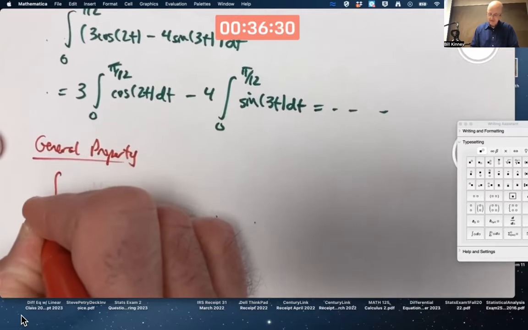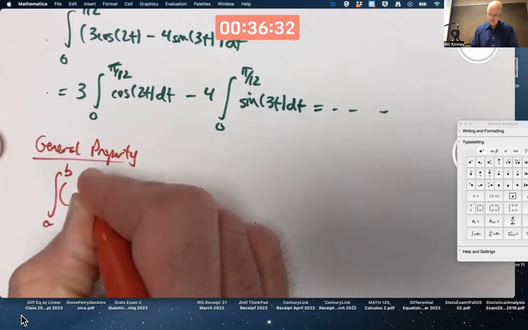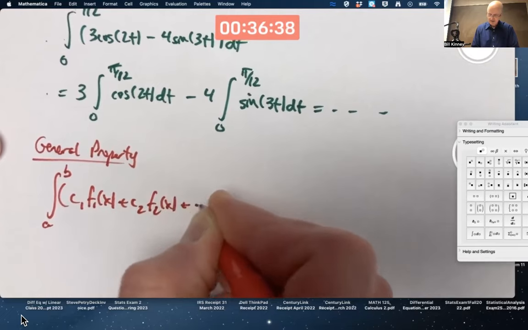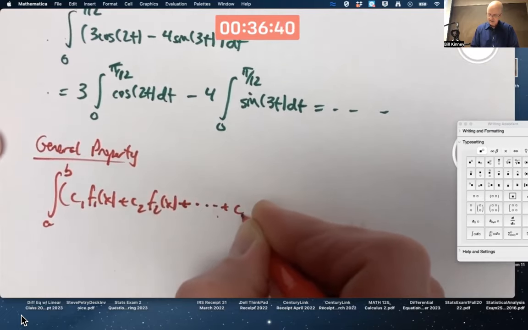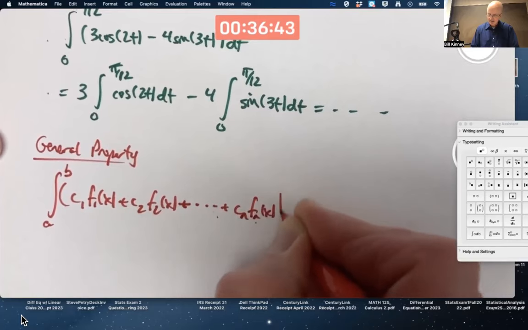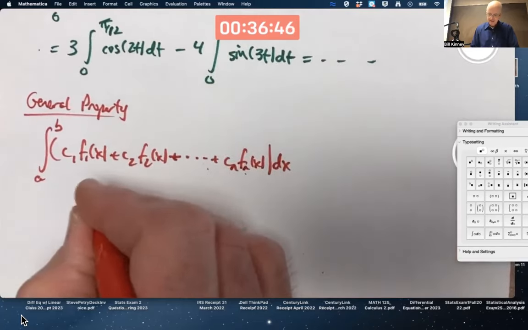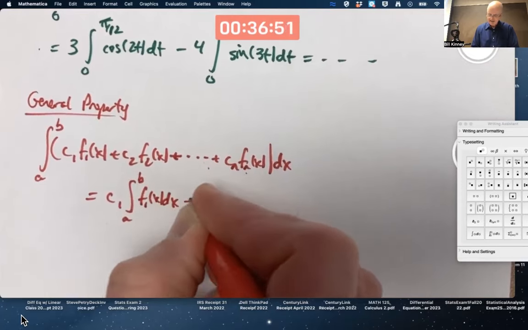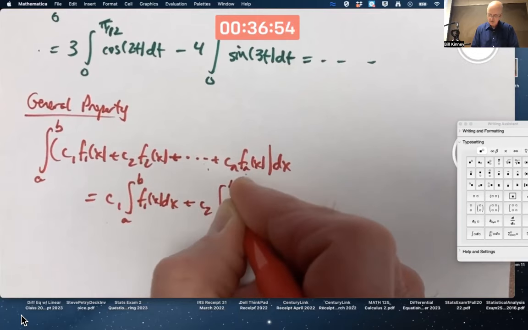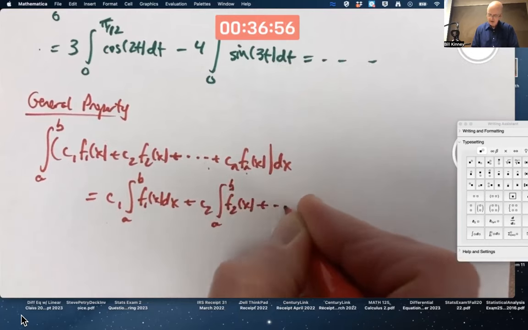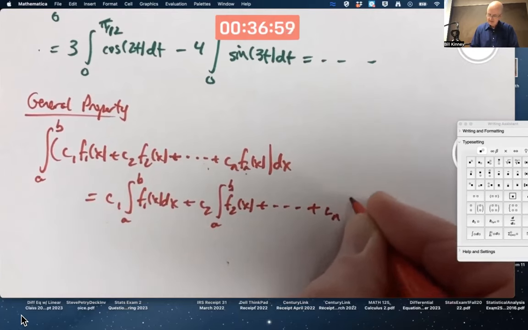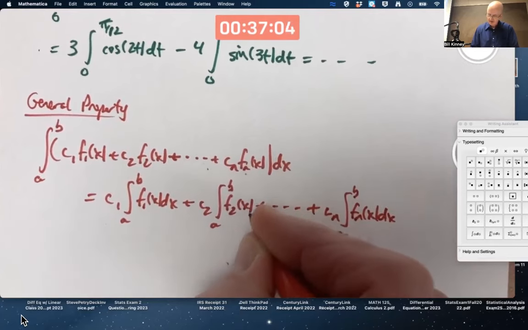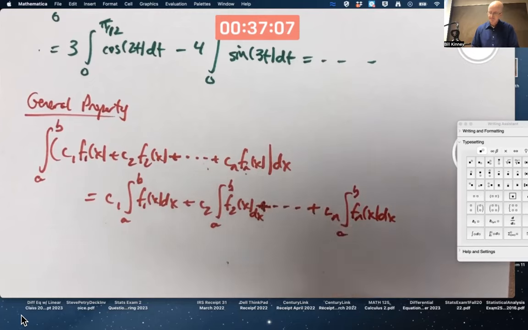That the integral, the definite integral of a linear combination, C1 times F1 of X plus C2 times F2 of X, etc., through Cn times Fn of X, is C1 times the integral of F1 plus C2 times the integral of F2, etc. The last one will be Cn times the integral of Fn. This is a very important property. I forgot my dx there. I should not forget my dx.